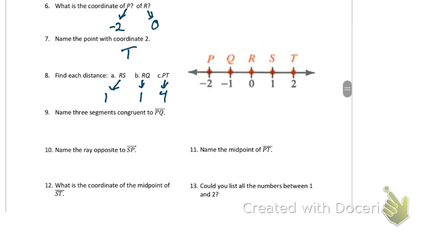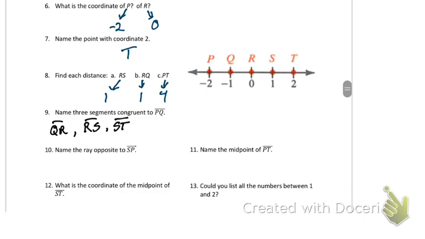Name 3 segments congruent to PQ. So P to Q is 1 unit long. So we can name any segment that's also 1 unit long. So we're talking about Q to R. We're talking about the segment R to S. And we're also talking about the segment ST. They're all 1 unit long.